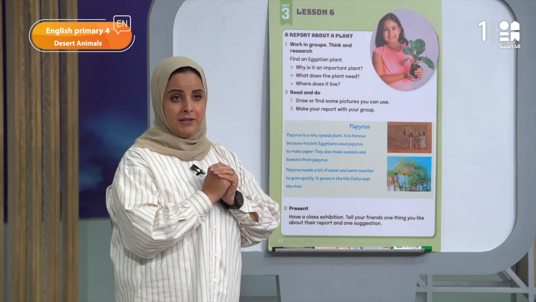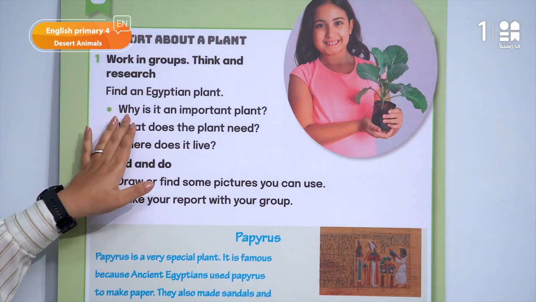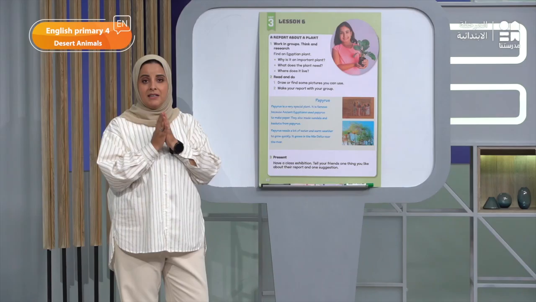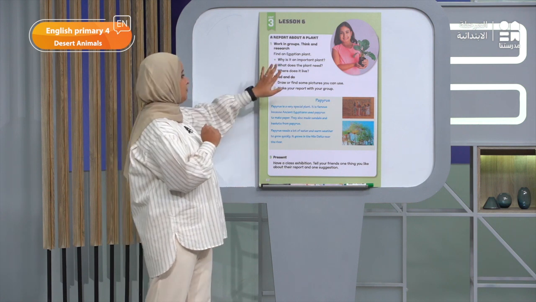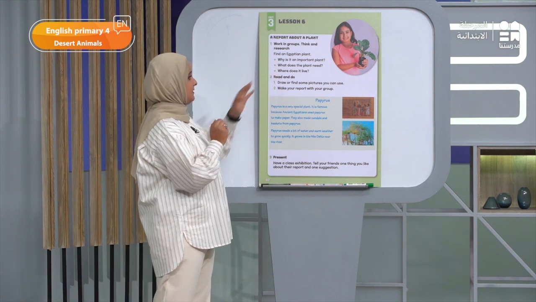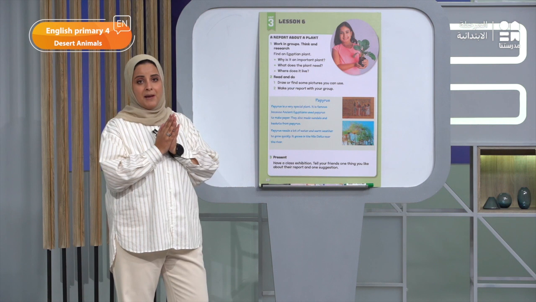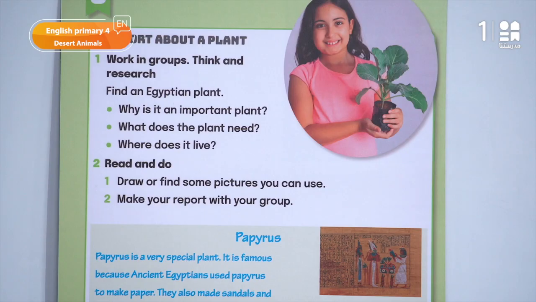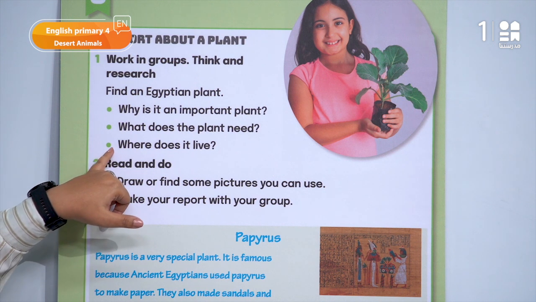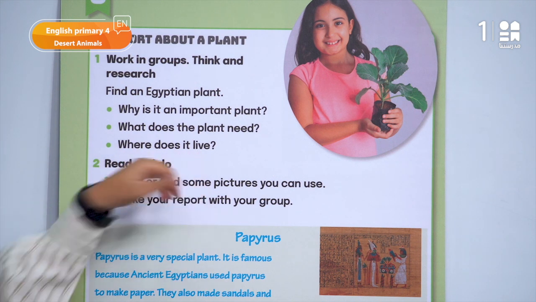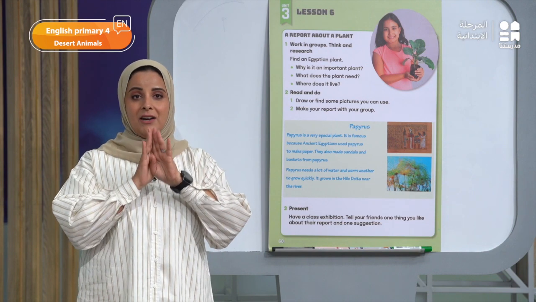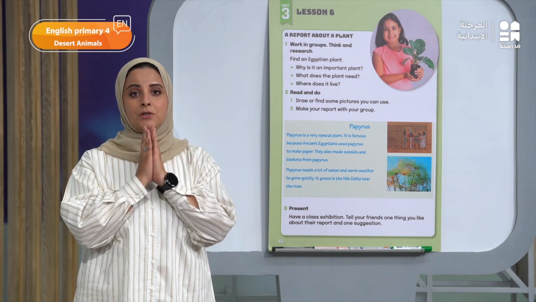The first bullet point says, why is it an important plant? ليه البلانت ده ليه أهمية؟ Bullet point number 2 says, what does the plant need? بيحتاج إيه البلانت ده عشان يكبر؟ Bullet point number 3 says, where does it live? يبقى تاني علشان أعمل الريبورت بتاعي لازم أجاوب على كل الأسئلة دي في الريبورت اللي أنا هعمله.